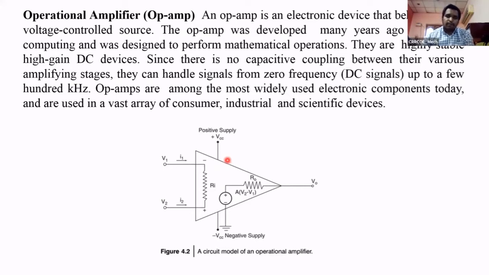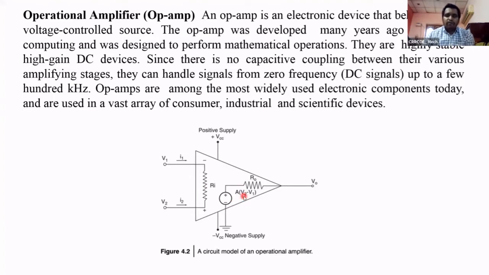Now suppose capital A is the open circuit gain of the amplifier. The output voltage is A times the difference between these two inputs, V2 minus V1 is the input. This difference of the inputs is amplified how many times? A times. Here A is the gain of the device. Now what is the output voltage? A into V2 minus V1.